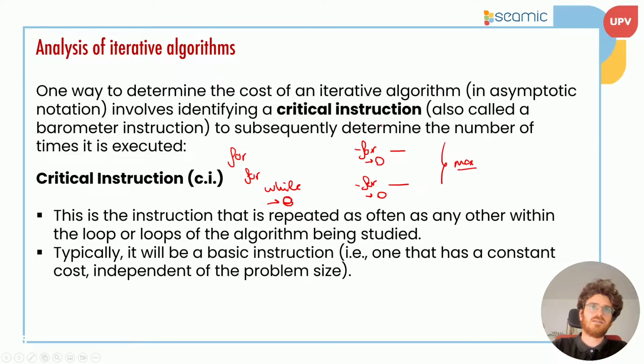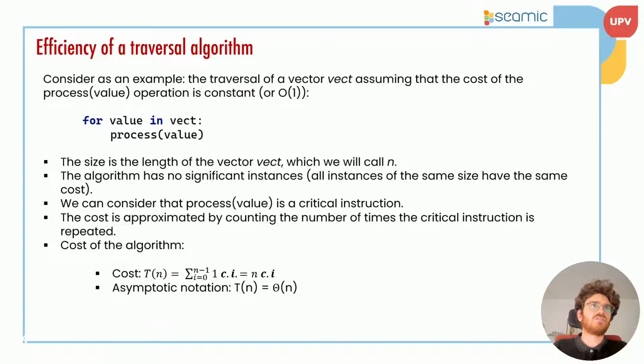So let's see a couple of versions. First, let's see a simple traversal algorithm. So let's assume that the processing that we do here is something that is constant. So for example, a plus b, or sum plus equals value, or something of the sort, right? And this is executed the length of the vector times. So n would be the length of the vector, as we can see here.